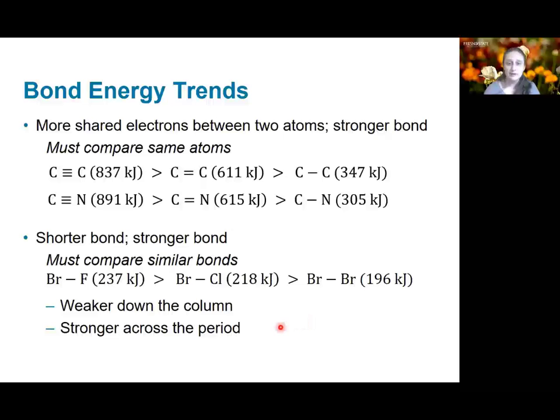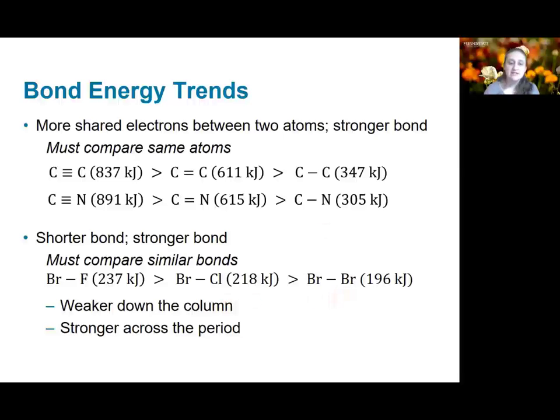Also, if you have a shorter bond, that's going to correspond to a stronger bond. For much the same reason that we saw in the ionic compounds, if the distance between the atoms gets smaller, that attraction is going to get stronger. And so this means that it's going to follow basically the periodic trends with atom size. So if we're going from bromine and fluorine to bromine and chlorine to bromine and bromine, one of these is getting larger, and so the bond is progressively getting weaker.